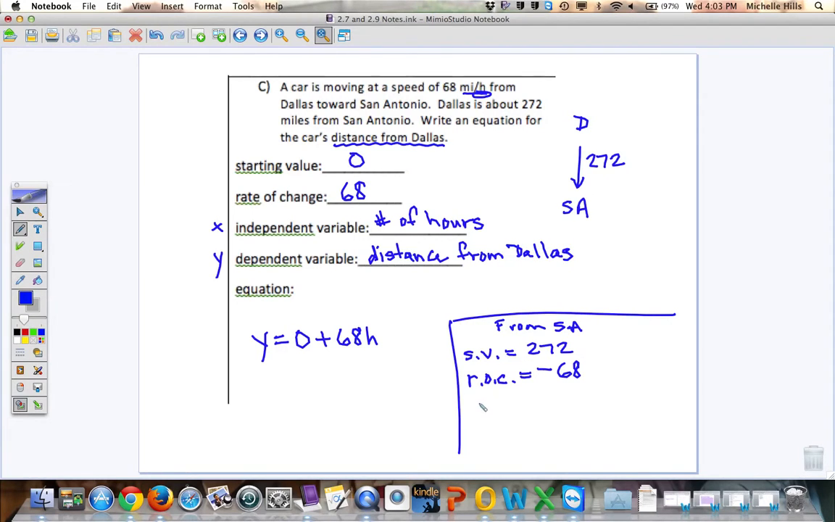Now here, the independent variable would have been the same. The dependent variable would have been distance from San Antonio, and my equation would have been that I start 272 miles away from San Antonio, but the distance from San Antonio is decreasing by 68 miles for every hour that passes.